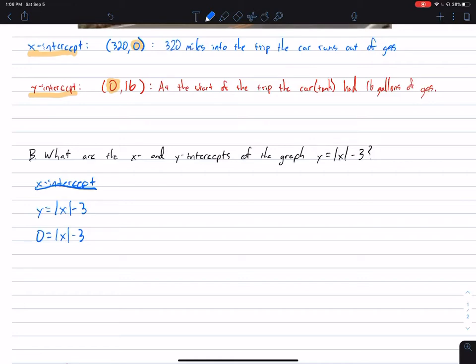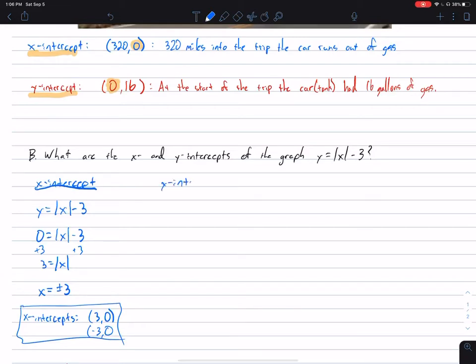So let's do that. I'm going to solve my equation by adding 3 to each side. So I get 3 is equal to the absolute value of x, which tells me that x is equal to positive and negative 3. So my x-intercepts, I actually have 2 of them in this case. The first one would be (3, 0), and the second one would be (-3, 0). So those are my x-intercepts.